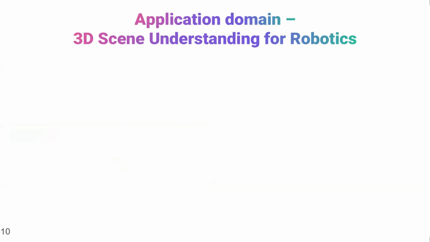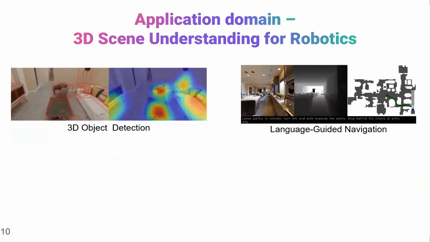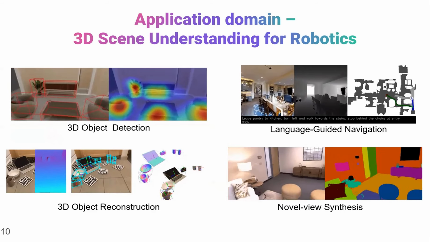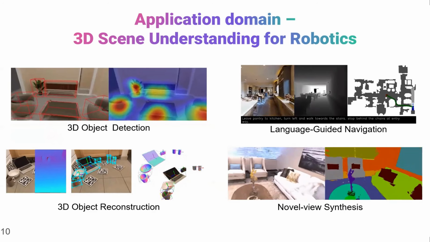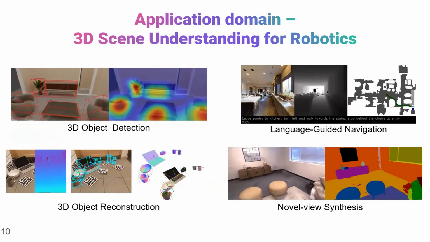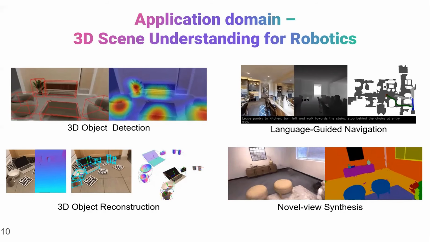So more specifically, the applications that we will see in this talk are 3D object detection, language-guided navigation, 3D reconstruction, as well as novel view synthesis. Again, all of these tasks are really the first important steps for autonomous agents to understand the world around us and take actions in this dynamic 3D world.